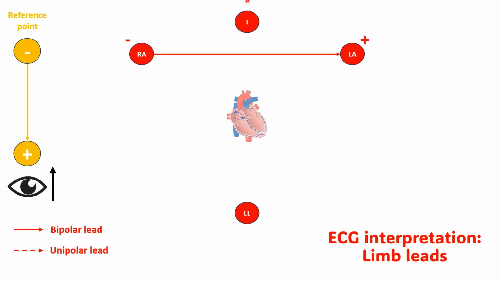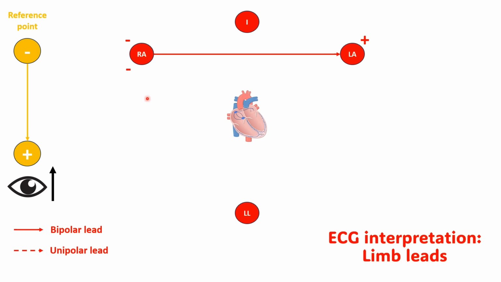And lead 1 measures the voltage between the right arm and the left arm. This allows a view of the heart from the left, because if we look at this diagram, this is our point of view. So this eye is going to be here, and we're looking at the heart from the left. That provides a view of the left side of the heart.